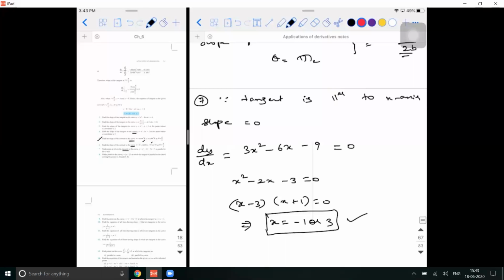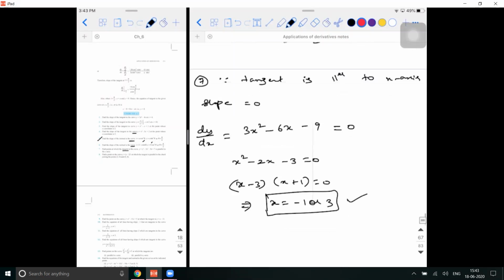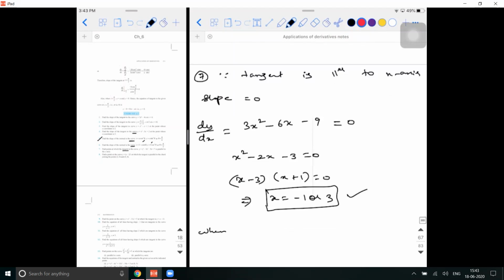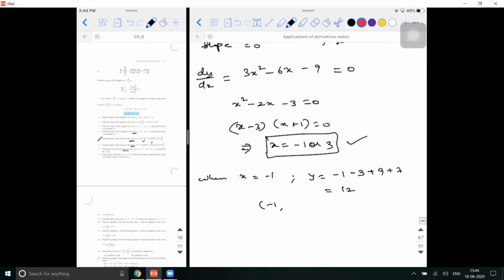Are they asking the coordinates? They're asking the points, no? So points means it's better we write the coordinates of the point. When x is equal to minus 1, what is the value of y? So just substitute and see, no? y is equal to x cube minus 9x plus 7. So it is going to be minus 1, plus 9, plus 7. So 16 minus 4, yes, 12. So minus 1 comma 12 is one of the coordinates.